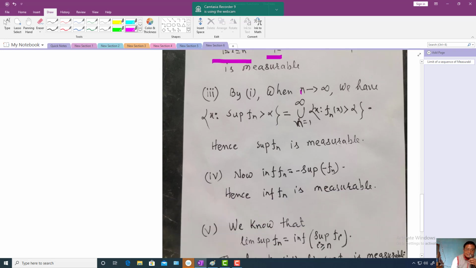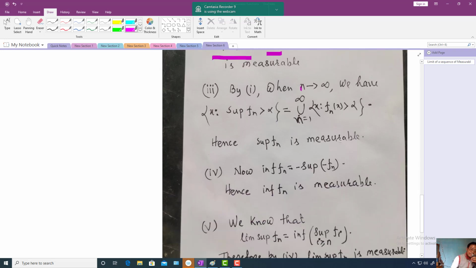Next, number 3 is the case when n tends to infinity. When n tends to infinity, we simply write supremum. When n was finite, the union was from i running from 1 to n. But when n tends to infinity, from case 1, this set is exactly equal to the countable union, n going from 1 to infinity, like this.